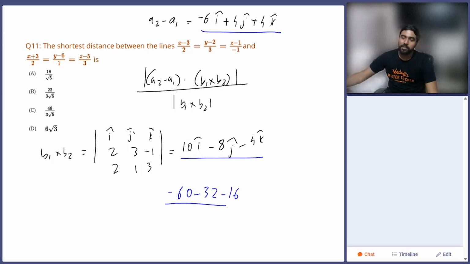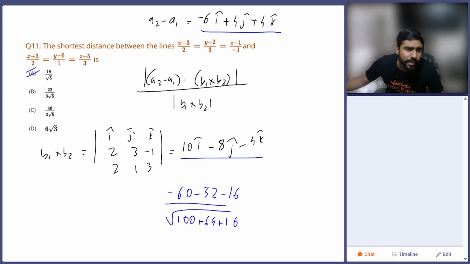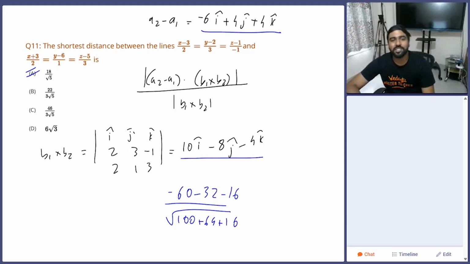So what is B1 cross B2 ka modulus over here? That's root of 100 plus 64 plus 16, that's root of 180 and 108. Can we simplify? In 180, I think you can take the 36 common, comes out as 6, and 6 and 108, can we cancel? Yes, we can cancel, 18 by root 5. Option A will be the answer for this question.